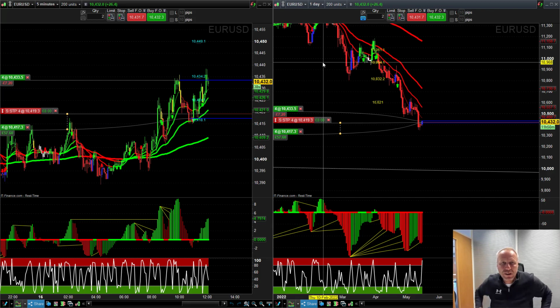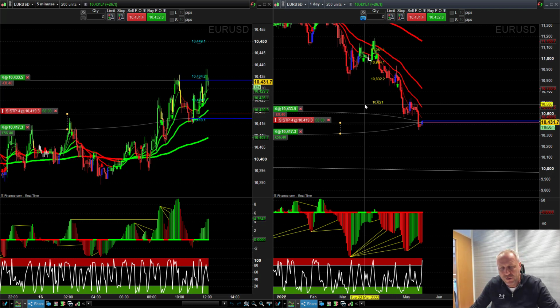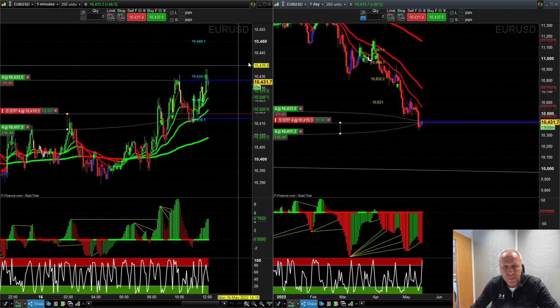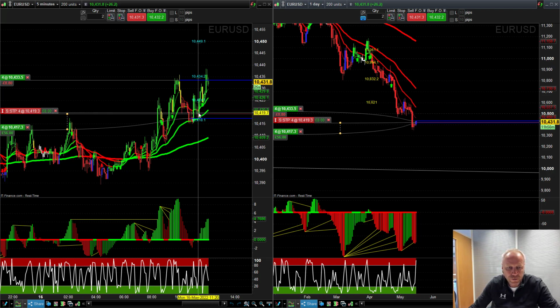So now I would manage it on the daily chart. I wouldn't manage it on the 5-minute time frame. I'd then move over to the daily time frame and leave it for a swing trade. So now I've got a stop to break even. I could leave this now for a swing trade.